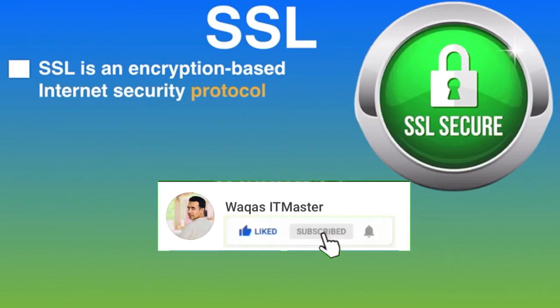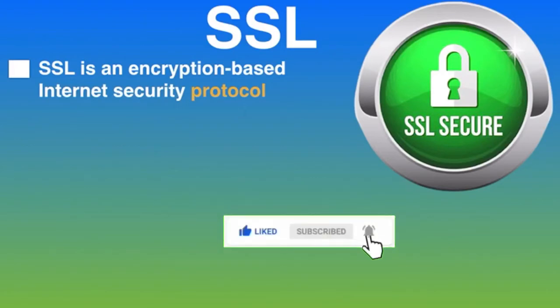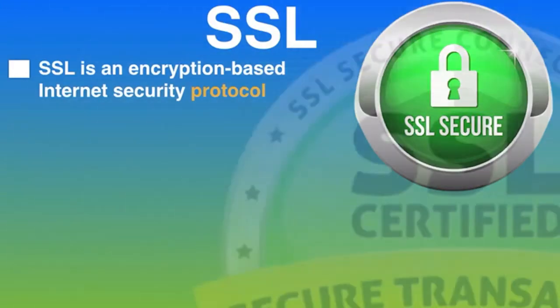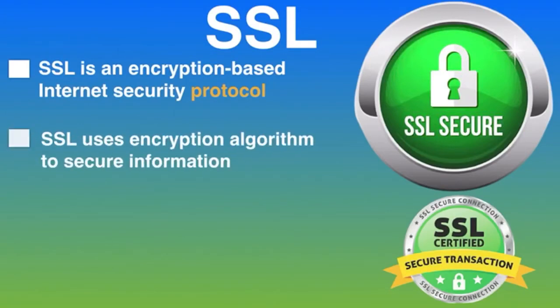SSL creates an encrypted link between a server and a client, typically a website and a browser, or a mail server and a mail client, such as Microsoft Outlook. SSL uses encryption algorithms to scramble information as it is sent over the internet connection. This information could be anything sensitive or personal, which can include username, password, credit card numbers, and other financial information like name and address. SSL performs two major functions.